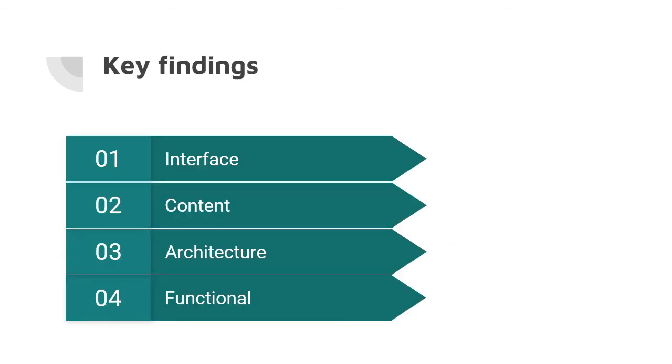Next, I will introduce 4 different parts of key findings. They are interface, content, architecture, and functional.